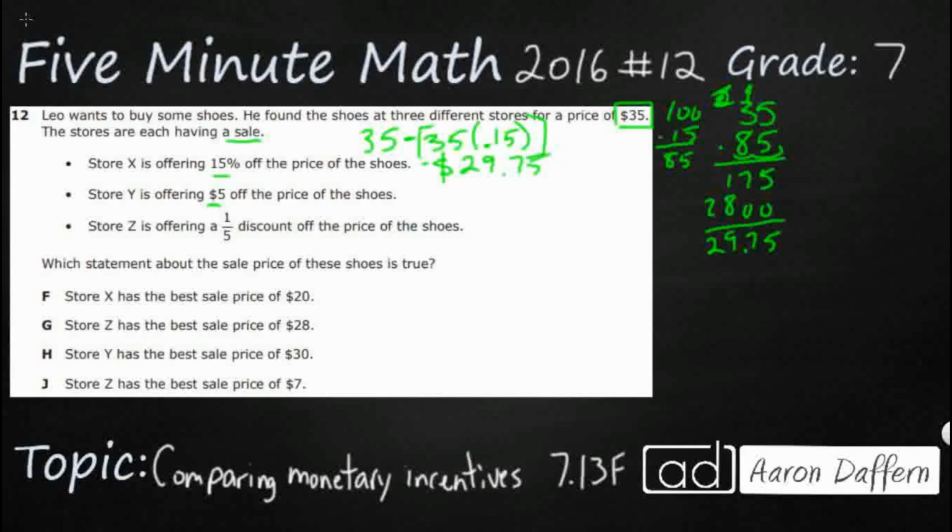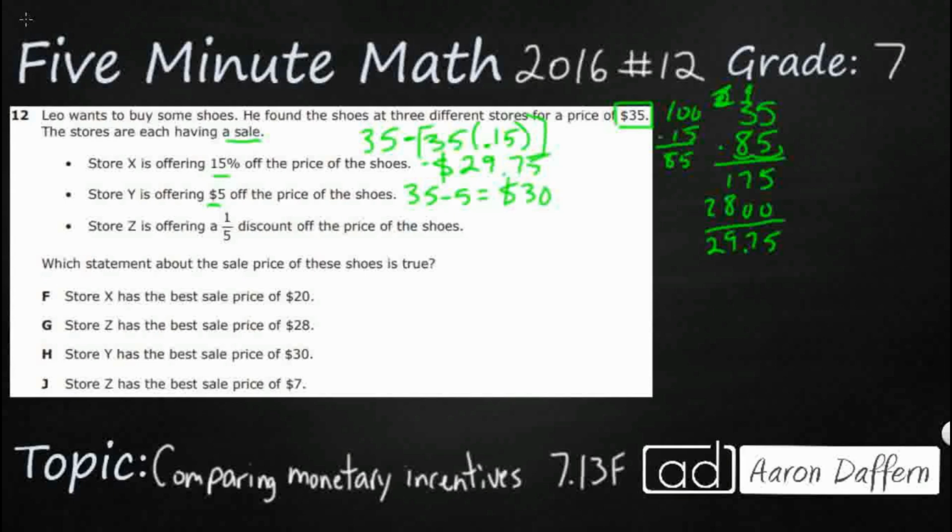That's decent. A little bit more than $5 off. So store Y, $5 off. Well, look, that's going to get you the same thing, right? 35 minus 5. This is pretty easy. That's going to get you $30 sale price.